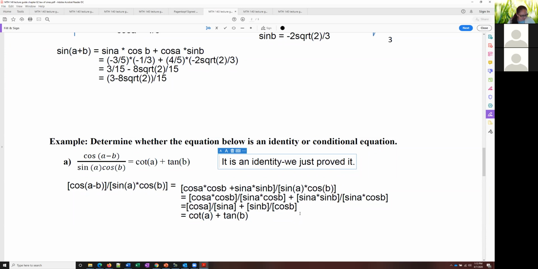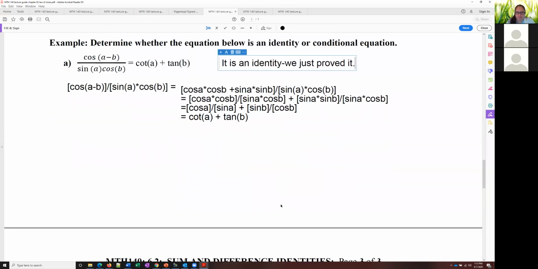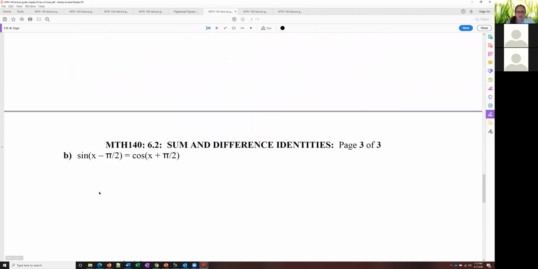Okay, what would it look like if it was conditional? Well, let's take a look at the next one. So it's the same question. Is it a conditional equation or an identity? So let's see what happens if we start with one side and try to transform it into the other side. So let's start with the left.